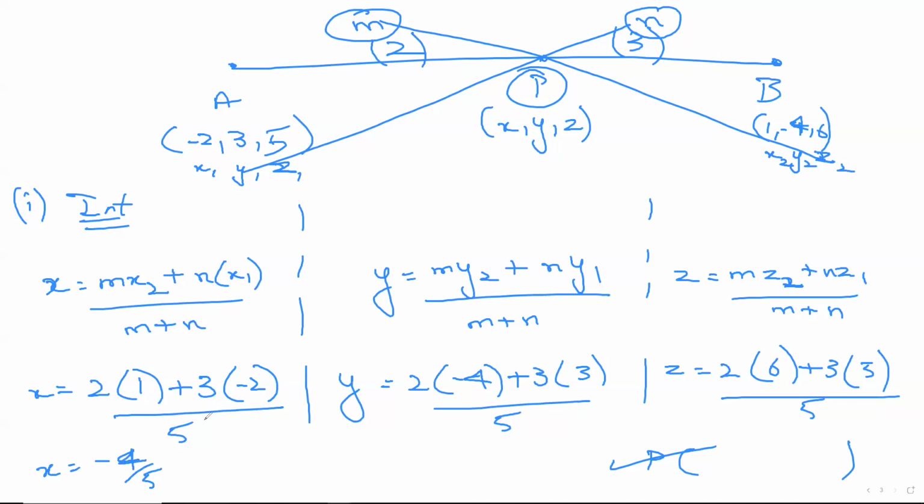Can we get the answer in terms of fraction? We are getting, no, so can't help. Y is equal to 1 by 5. Z is equal to 27 by 5. So later, you should write this: point P, the answer is -4 by 5, 1 by 5, 27 by 5. If you're not presenting your answer like this, your answer will be wrong.